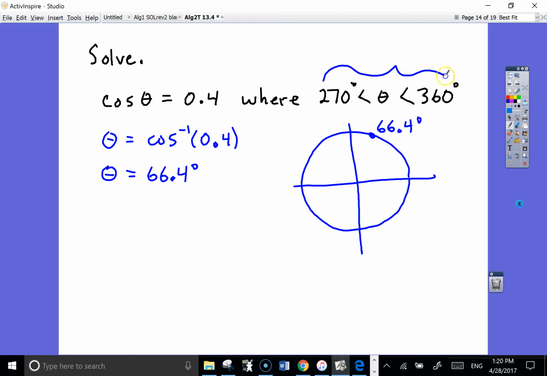Okay, but this is quadrant 4. So I need to find where in quadrant 4 would cosine have the same value, meaning the x-coordinate is the same. It's the same distance to the right of the y-axis. How am I going to find that angle measure? Subtract from 360. Exactly. So just take your 360 here, and you go backwards 66.4 degrees. So theta equals 360 minus 66.4.